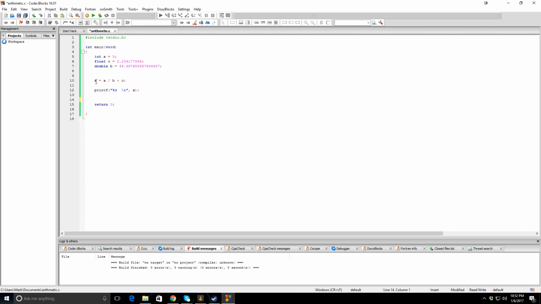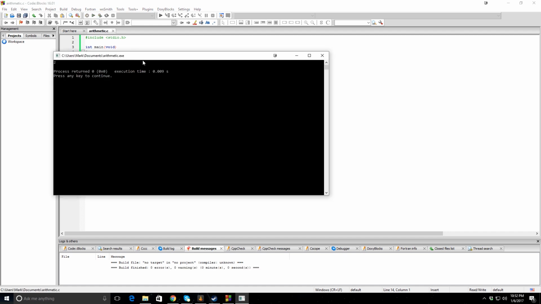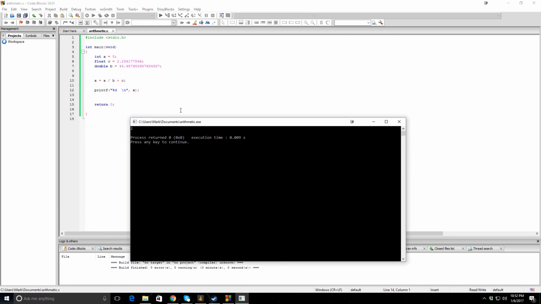And so let's take this short equation where you have x being the integer 5 is being changed to x being the integer 5 divided by b being the double 44 point something plus c, which is equal to 2 point something. So what you would expect would be a decimal out of this, but let's see what we get. We get 2. So what's the reason for this?